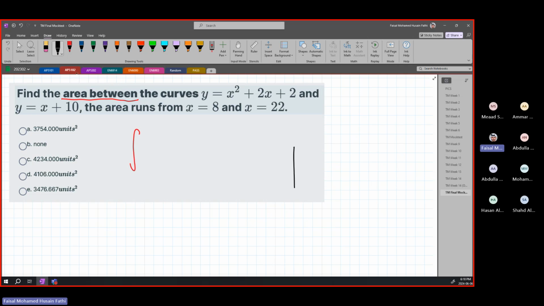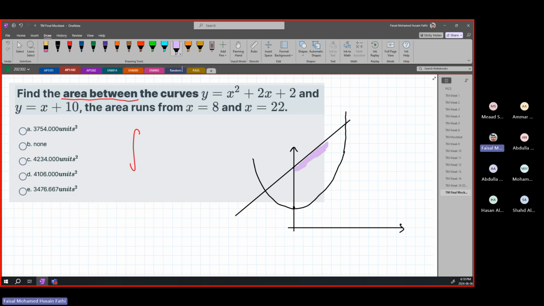What does this mean? If I want to plot it, just so you understand the concept, let's say when x equals 0, y is equal to 2, so it's going to be somewhere here. It's going to look something like this because it's a quadratic. And the other one is when x is equal to 0, y is equal to 10. When y is equal to 0, x is minus 10. So it's going to be a line something like that. It's going to look something like this, approximately. And this will be your shaded area.